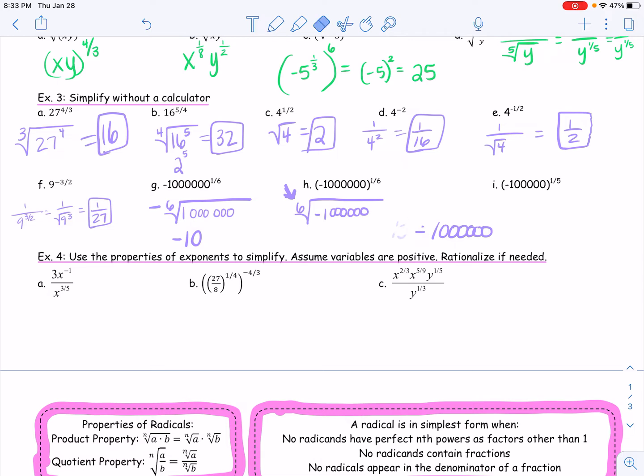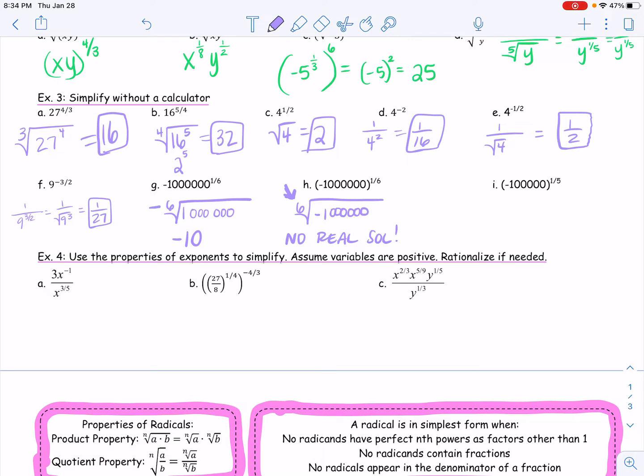So what does that mean? Well, this means no real solutions. It would be some kind of imaginary number that we don't even know about, because the only imaginary numbers we know are the square roots of negatives. We don't know anything about the 6th roots. Okay. All we need to know is that I can't take the even root of a negative. No real solution.